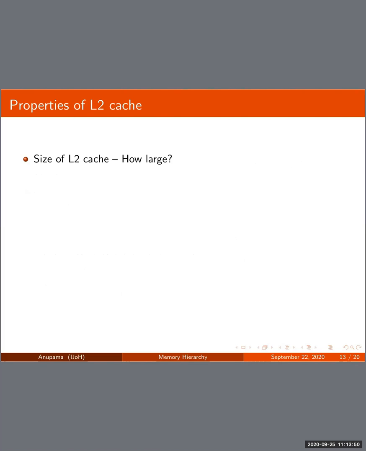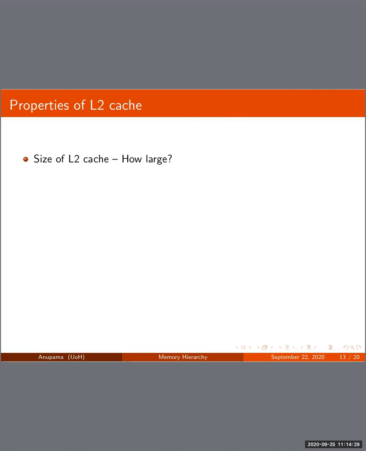Okay, so I have left these things to be filled in. For the properties of the L2 cache, I want a discussion from you. So I don't have the slide filled in straight away; we fill in as we go forward. So what do you expect about the size of the L2 cache, and especially, how do you compare it with the L1 cache?